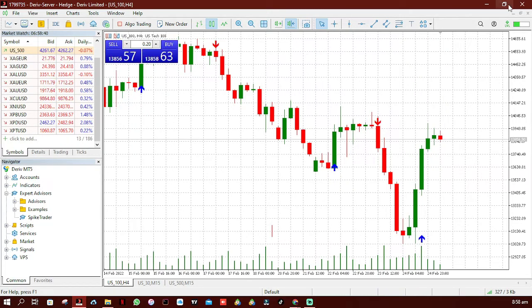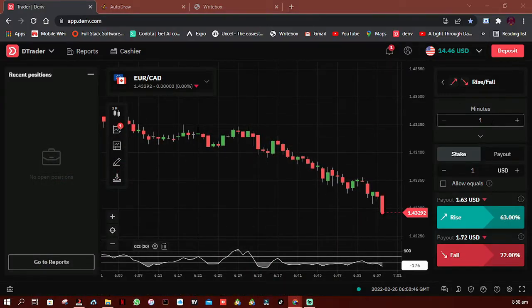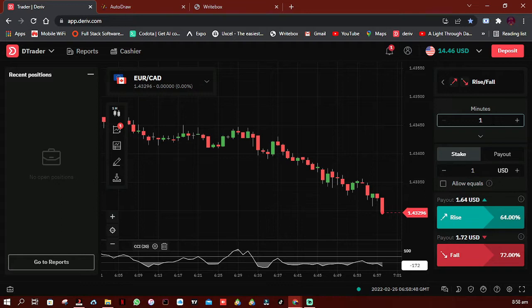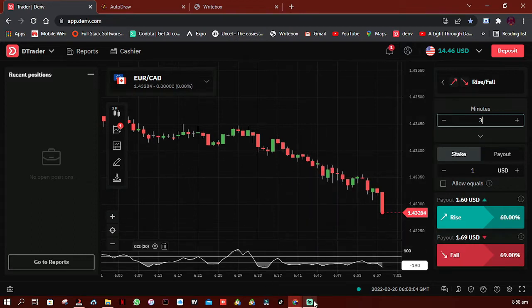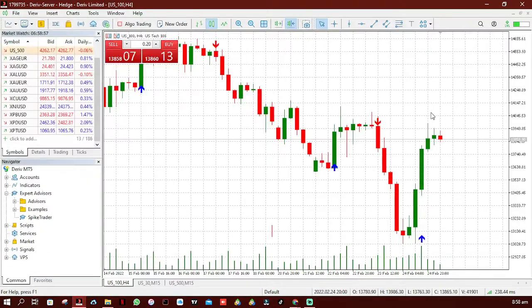So the other difference between binary options and forex trading is that you are not limited by time. So when it comes to binary options, you have to enter in the time, for example 3 minutes or 10 minutes. But when it comes to forex trading, you are not required to enter the time when your trade should expire. So this is a good advantage to forex than to binary options.